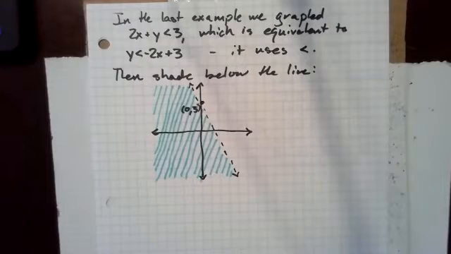In the last example, we graphed 2x plus y is less than 3, which is equivalent to y is less than negative 2x plus 3. It uses the less than symbol, so we shade below that line.